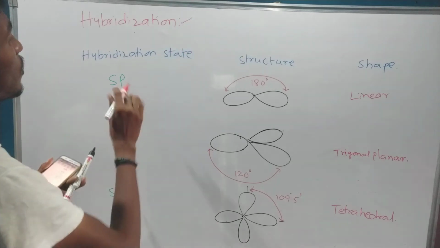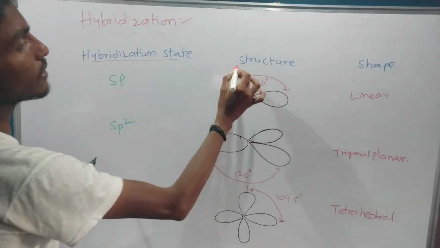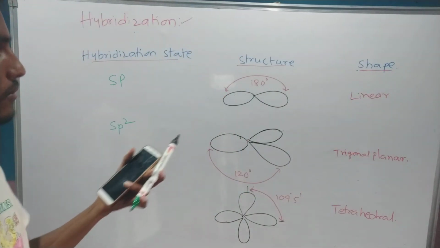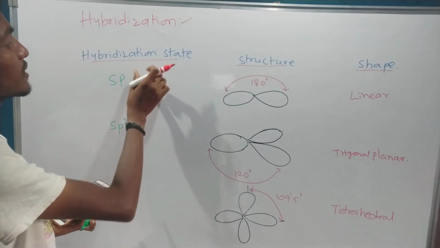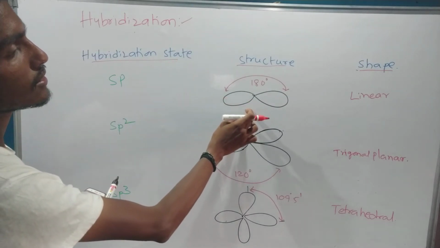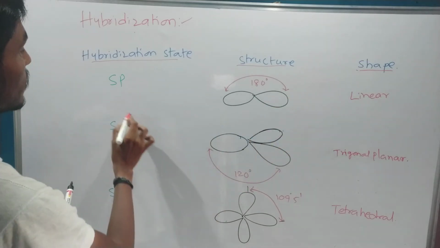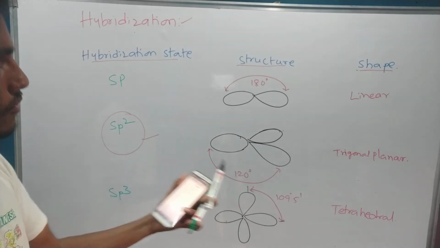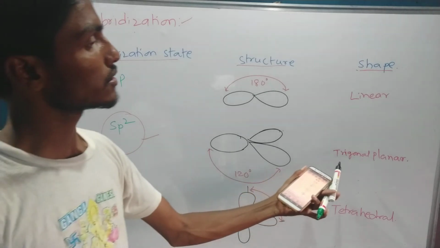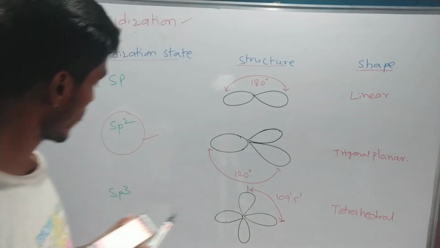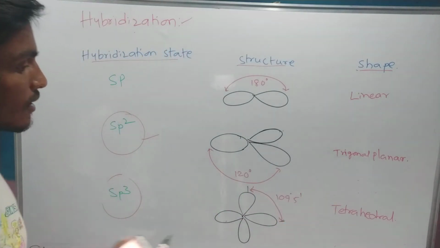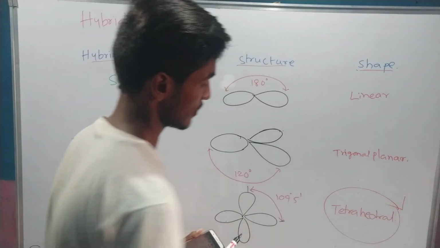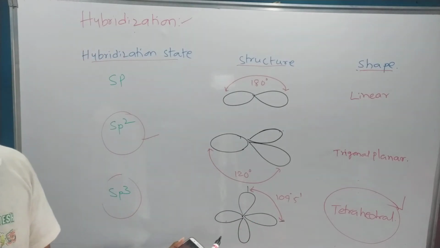What is the hybridization state, what is the structure of that molecule, and then what is the shape. When the hybridization state is sp, the structure is like this and the shape is linear. When there is sp2 hybridization, the structure is like this, the bond angle is 120 degrees and the shape is trigonal planar. When the hybridization is sp3, the shape is tetrahedral and the structure is like this.